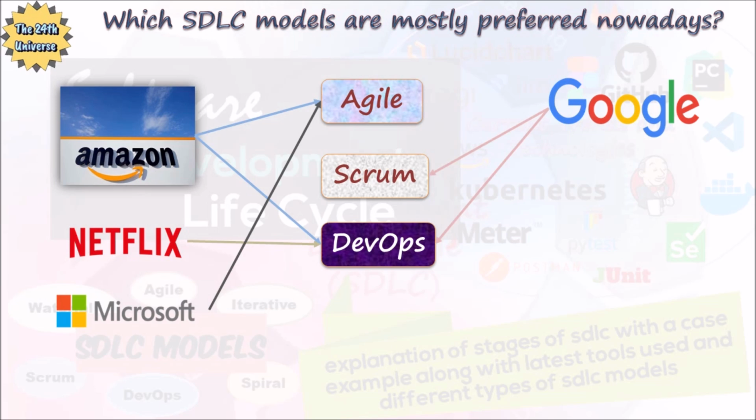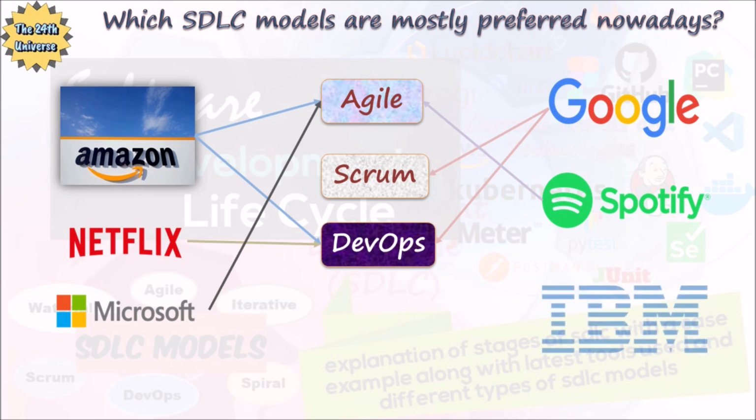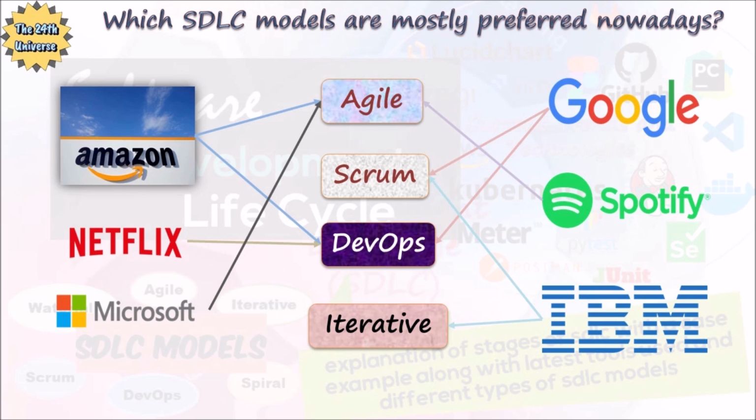Google uses a combination of Scrum and DevOps to manage large-scale projects and ensure rapid development. Spotify heavily invests in agile frameworks like Scrum for team collaboration and rapid product improvements. IBM uses iterative and Scrum models to handle long-term evolving projects.